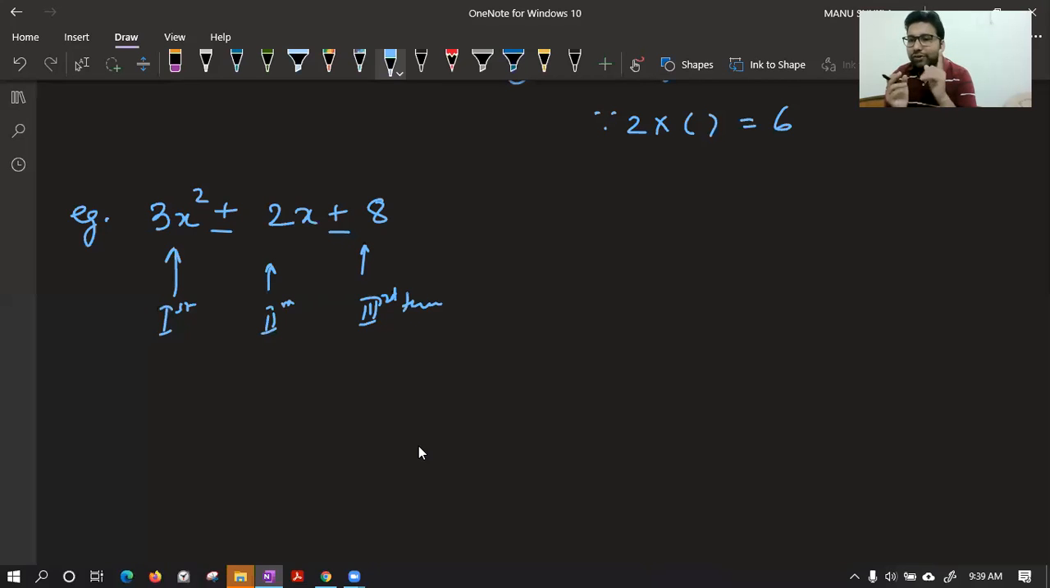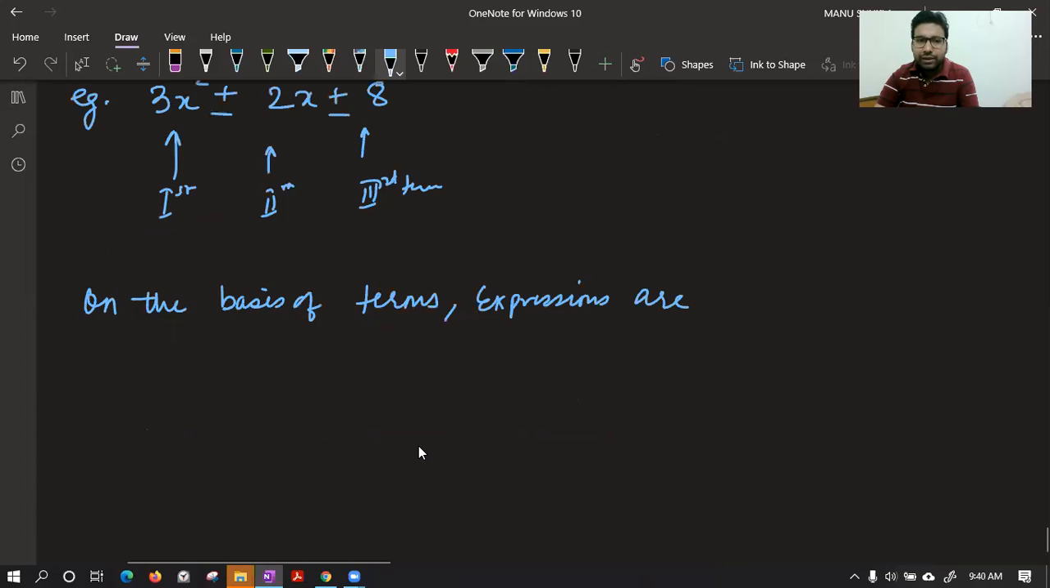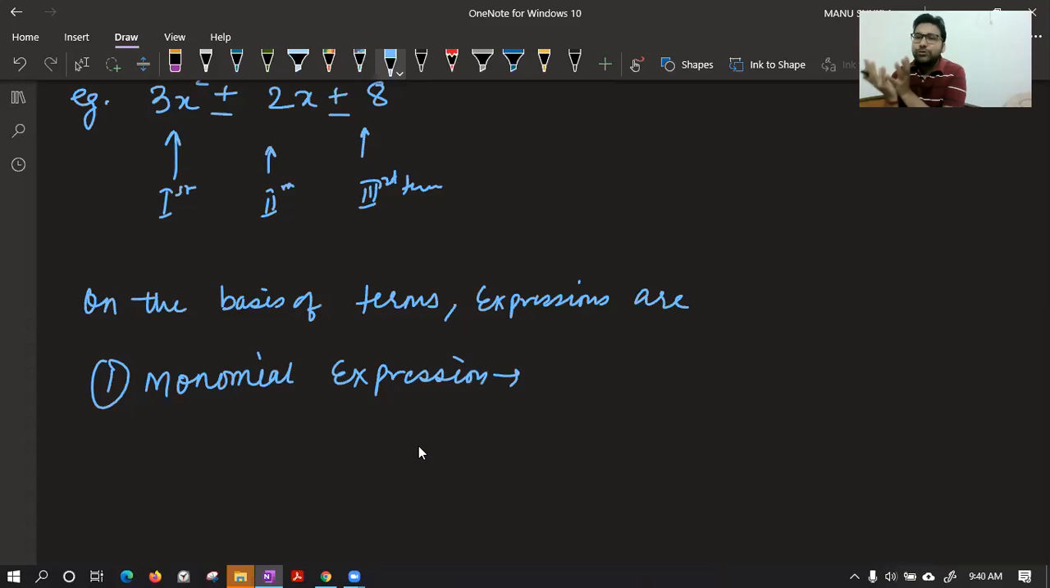Now we will understand the first concept on the basis of terms. On the basis of terms, expressions are of many types. First is a monomial. You will tell me the answer. First is a monomial expression. Can you tell me what does it mean? If I say a monomial expression, that means how many terms are there?